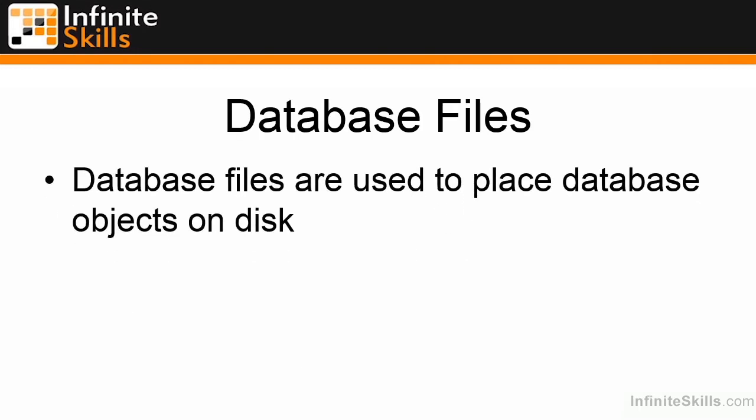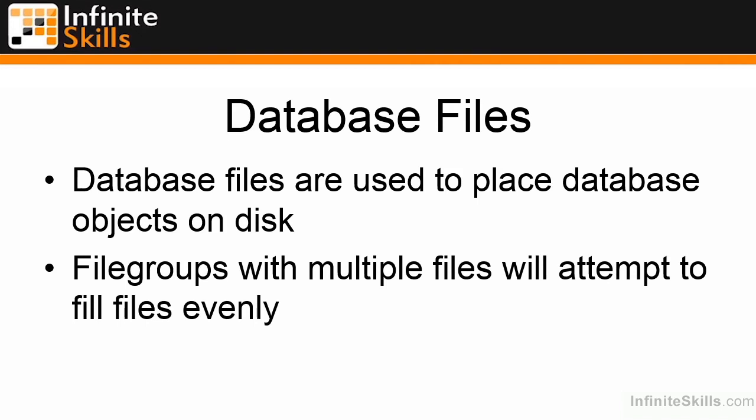Now, database files are the actual physical files that hold the information that's stored within our data. When we create a table, we don't tell SQL Server which file to store the table in. We tell SQL Server which file group to store the table in, and then SQL Server puts that table in whatever files make up that file group. When you have multiple files within a single file group, SQL Server is going to do its best to use what's called proportional fill. And what that's going to do is it's going to try to keep the amount of data within those files equal.